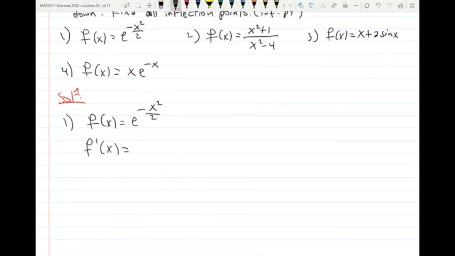Okay, f prime. What do we need to do? Chain rule. So that's e to the negative x squared over 2 times the derivative of this. And what's the derivative of this? Which is negative x, right? So let me write it down. The 2's cancel out, so we get negative x times e to the negative x squared over 2. Everybody okay with this? Remember, chain rule.